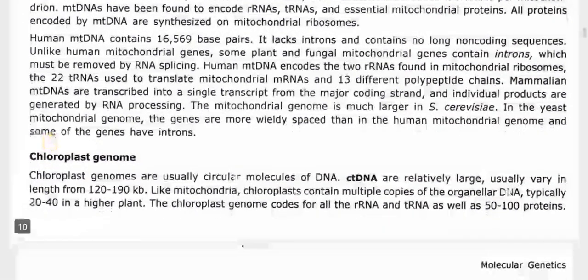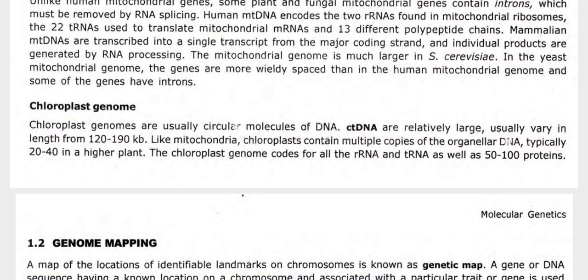Mammalian mtDNA is transcribed into a single transcript from the major coding strand, and individual products are generated by RNA processing. The mitochondrial genome is much larger in Saccharomyces cerevisiae.